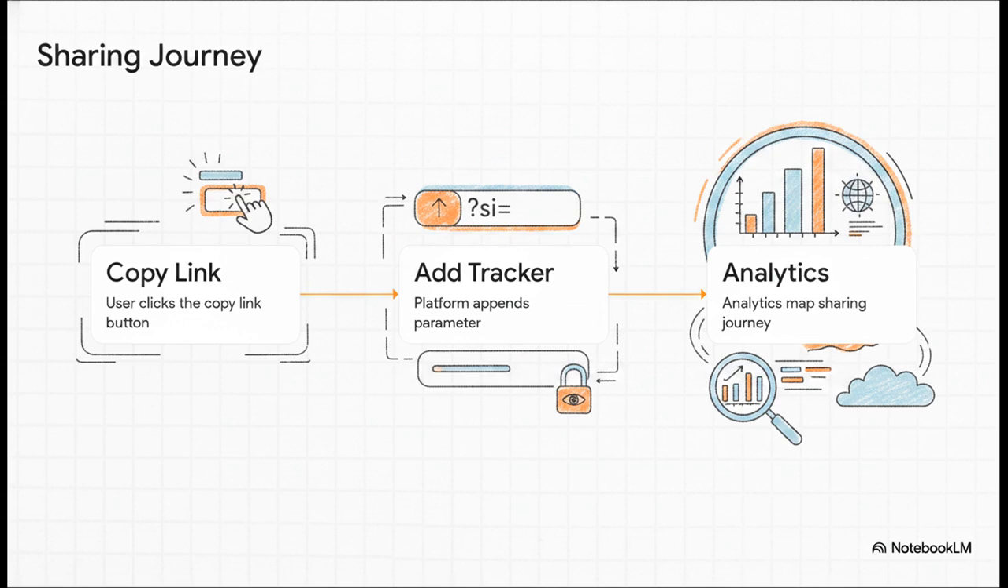When a user generates this link, that's step 1, hitting the copy link button. Step 2 kicks in immediately. The platform silently generates and appends that question mark si equals parameter right on the fly. Finally, in step 3, when whoever receives your link clicks on it, the platform's analytics engine reads that tag and maps the entire sharing journey. It effectively turns your simple everyday share into a highly valuable data point for their analytics.